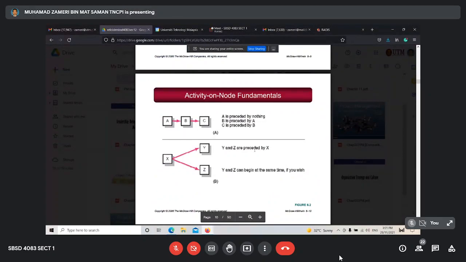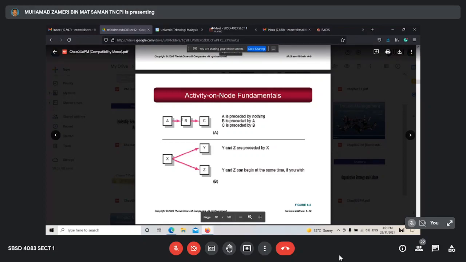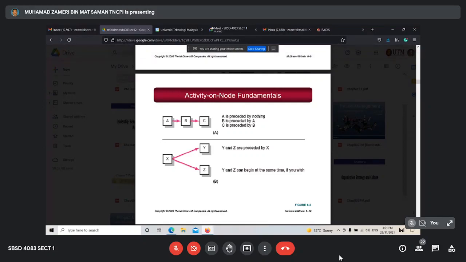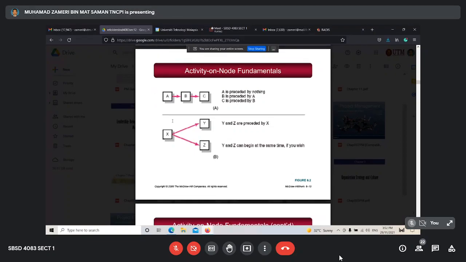So, activity on node fundamentals. That means A, B, and C. This shows that A is preceded by nothing, so A is a starting point. B is preceded by A, so before you proceed to B, you need to finish A first. C is preceded by B, so before you start C, you need to finish B. This is the sequence.